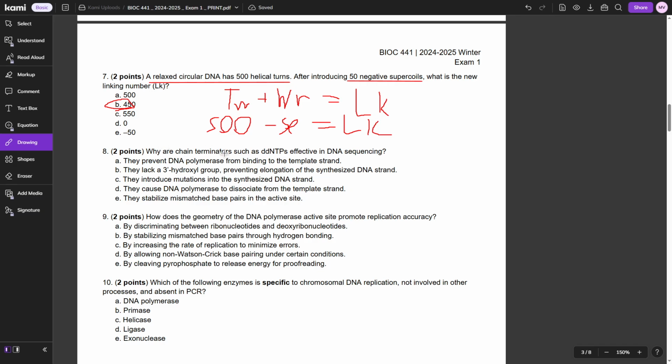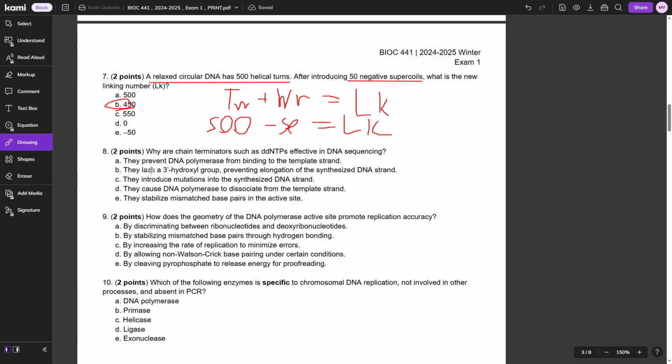Why are chain terminators such as dd-NTPs effective in DNA sequencing? Okay, I'm trying to find an answer here that has to do with the fact that in Sanger sequencing, you have a dye on them, and it stops the elongation of a chain. And when you stop the elongation of that chain, you can then use gel electrophoresis to figure out what base is at each position. So that's why the dd-NTPs are effective in DNA sequencing, because they allow you to check what each fragment is made of and what base is at each position.